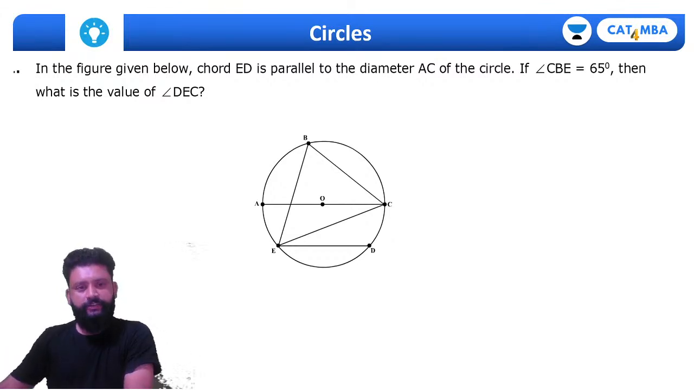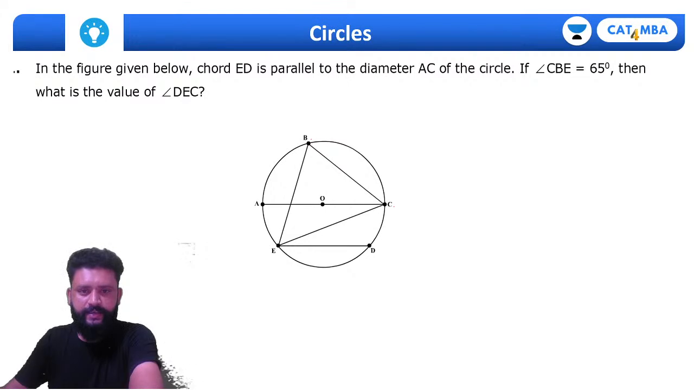Okay, so in the figure given below, the chord ED is parallel to diameter AC of the circle. If angle CBE is 65 degrees, angle CBE is 65 degrees. It's not that tough. Come on, everyone can do this. Then what is the value of angle DEC? Angle DEC, we are supposed to calculate this.